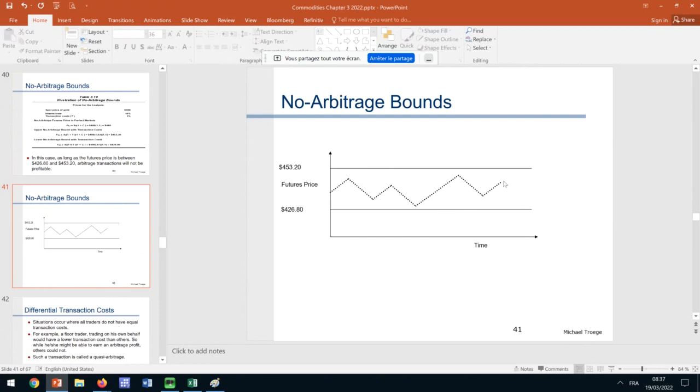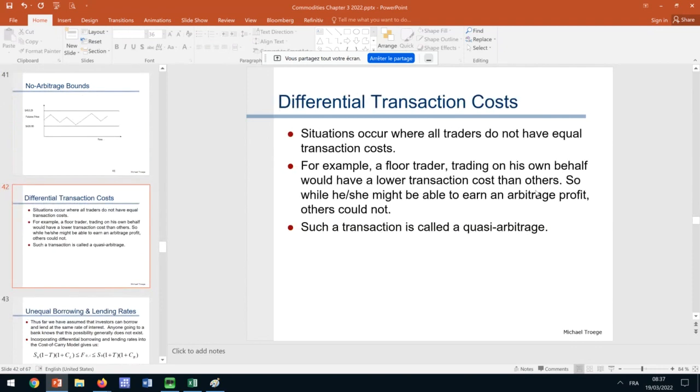As soon as the price hits this bound, we will have cash and carry. As soon as it hits this bound, we will have reverse cash and carry, and therefore it's not going to move outside these bands. But again, inside these bands, what is happening is not obvious.